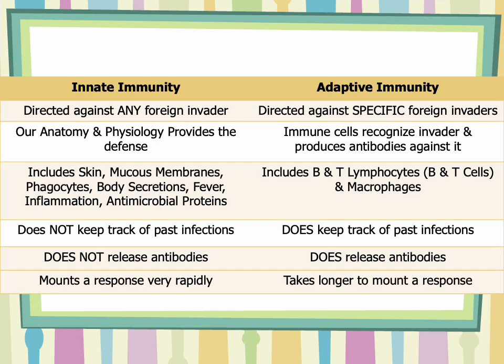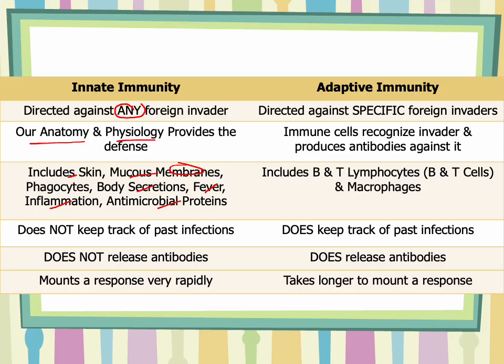Now, side by side. Innate immunity is directed against any foreign invader, okay? And it's our anatomy and physiology that provides that defense. Let's talk about skin, mucous membranes, phagocytes, body secretions, fever, inflammation, and antimicrobial proteins. It does not keep track of past infections because it doesn't have that capacity. The skin doesn't have the capacity to do that, neither do the mucous membranes, right?